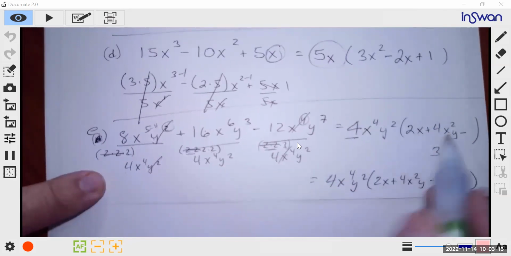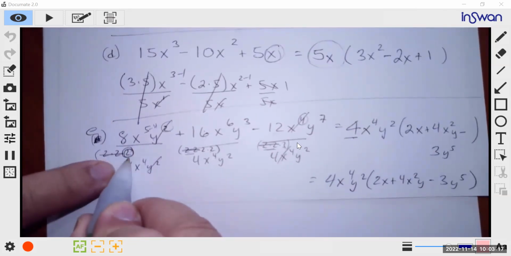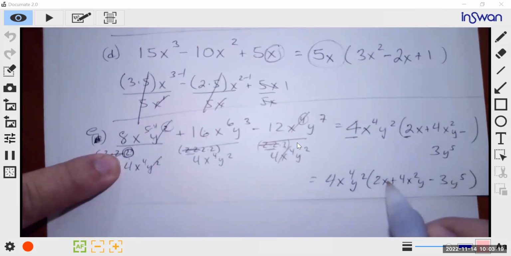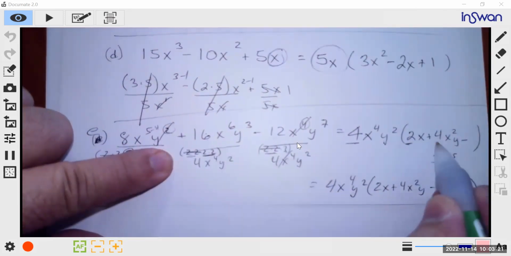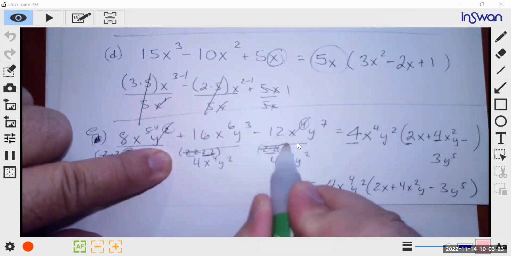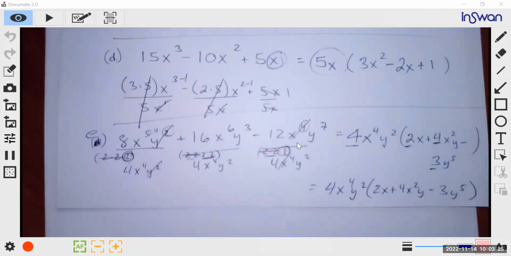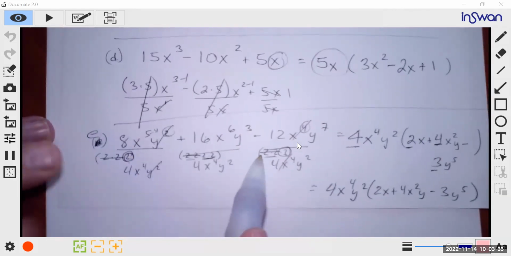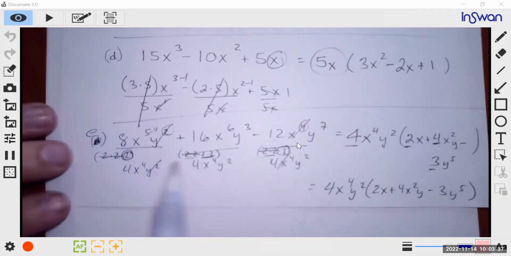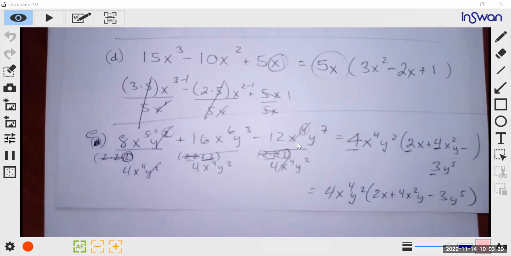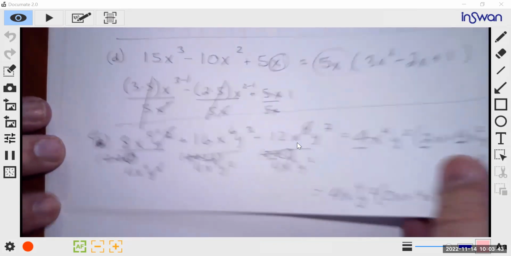Now, what goes inside here? This one has one 2 remaining. This one has two 2s remaining. This one just has a 3 remaining. Yes, exactly. So whatever they have in common, you put it there and then multiply it together. I hear it, coefficient. Yes, that's exactly right.